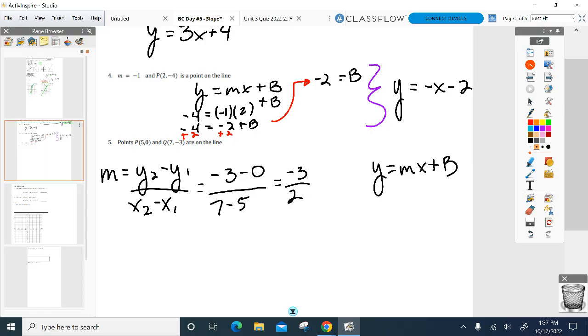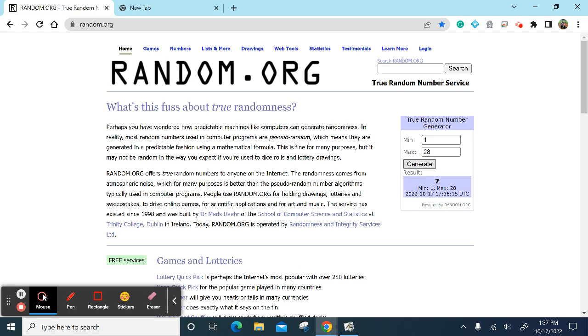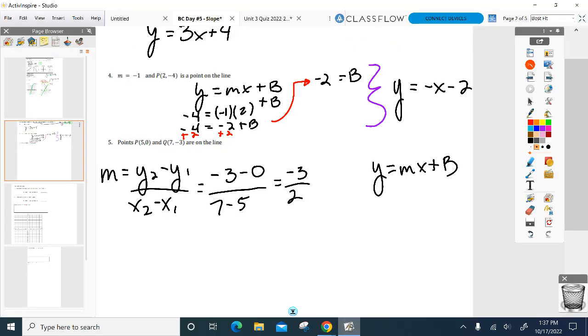All right, so we're going to use 5-0. You can use -7, -3, and you're still going to get the same value. So here we go, 5-0. What am I going to plug in for y if we're using 5-0? 0. What's the slope we just found? -3/2. And what's the x coordinate? 5. And then we're solving for b.